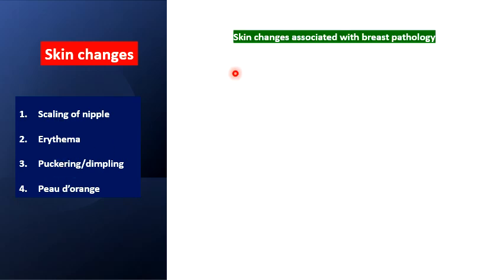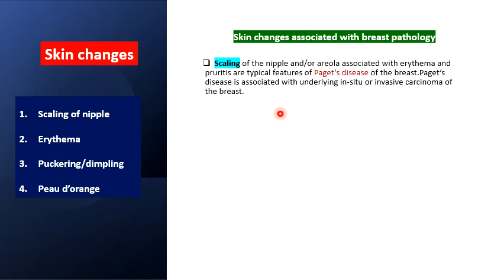Now, the details of the skin changes. First, you have the scaling. Scaling of the nipple and/or areola are usually associated with erythema and pruritus and are typically features of Paget's disease of the breast. Paget's disease is associated with underlying in situ or invasive carcinoma of the breast. Okay, that is scaling of the nipple.